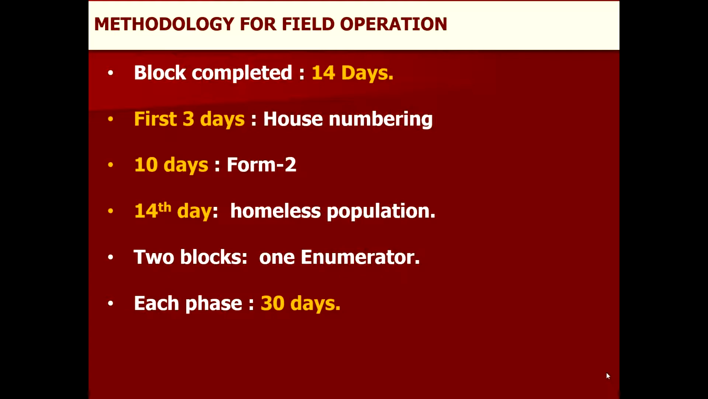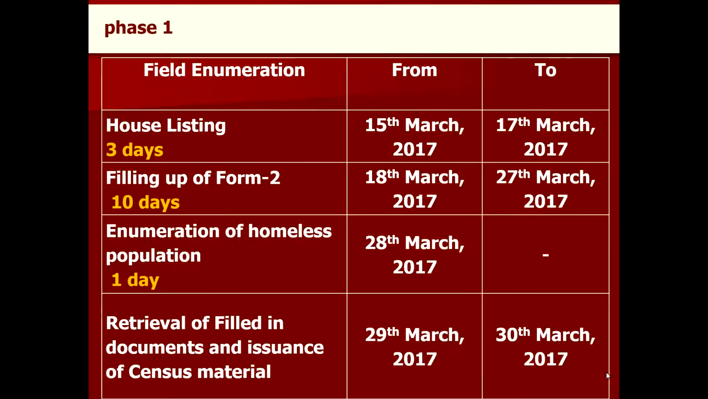And then on the 14th day, the population was calculated on the basis of the homeless population or refugee population which was not listed in the houses. And then there were 2 blocks which were formed, and for 2 blocks there was only one enumerator who was counting the households, and each phase was completed in 30 days, and there was a gap of 10 days between the 2 phases.